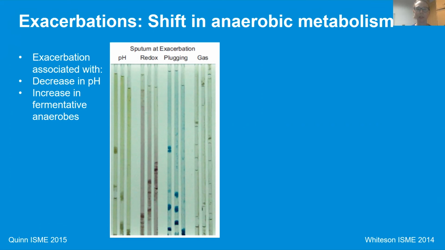Quinn and colleagues used a Winogradsky-based capillary tube to model mucus-plugged CF airways, and with these tubes, incubation of longitudinal sputum samples in the model showed that pulmonary exacerbations were associated with a drop in pH and increases in relative abundances of fermentative anaerobes, including Prevotella, Veillonella, and Fusobacterium.